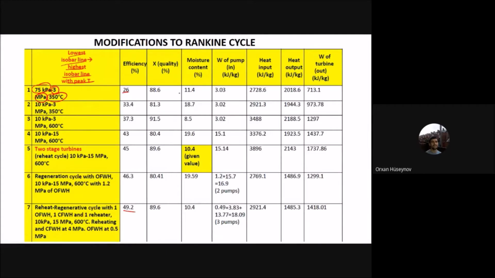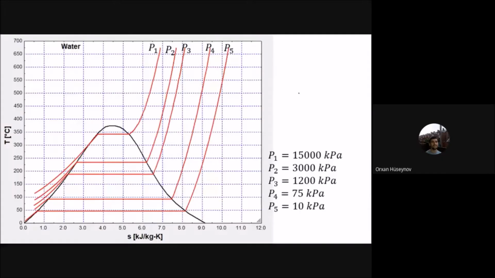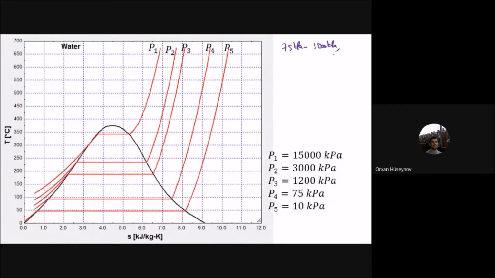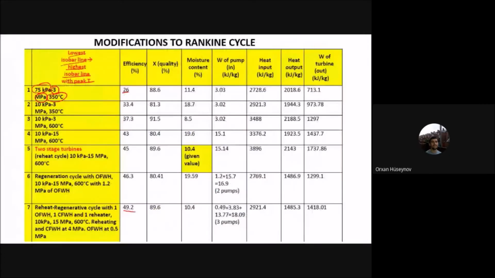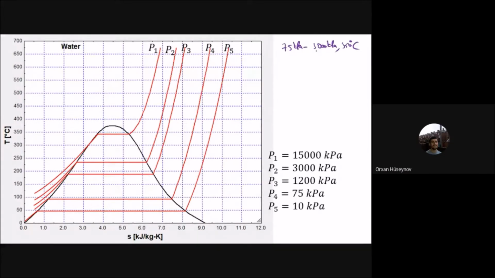So we have 75 kilopascal and 3 megapascal, with a peak temperature of 350 degrees Celsius. Firstly, 75 kilopascal, then 3000 kilopascal, and the peak temperature is 350 degrees Celsius. Here you will have the pump, then the boiler, then the turbine, and then the condenser. These are the numbers we are putting here. The pump starts from 75 kilopascal and takes the water to 3000 kilopascal. P4 is 75, you are here, and 3000 will be the P2 line. Then this will be 2, and this one will be 1.